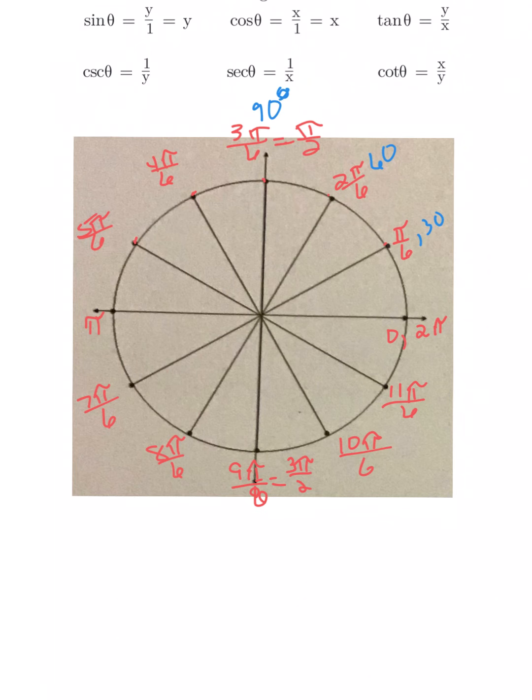Then we have 120 degrees, 150 degrees, 180, 210, 240, 270, 300, 330, and 360.